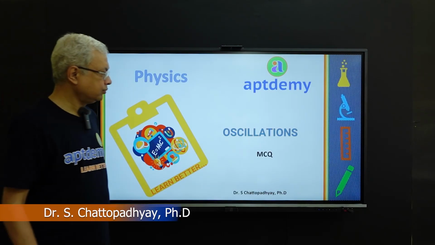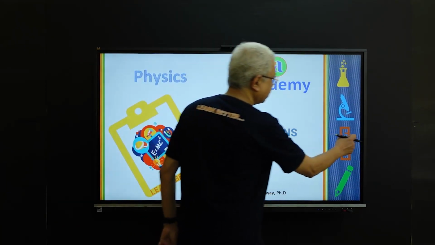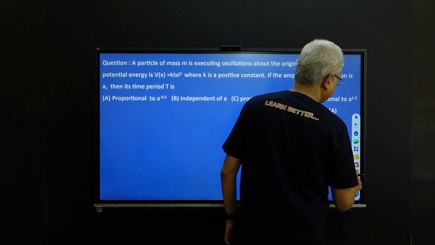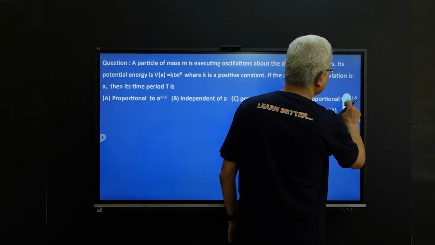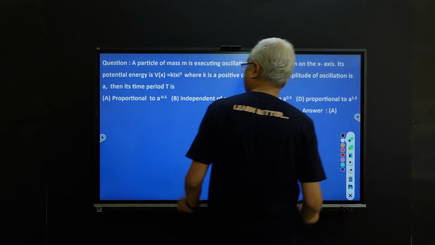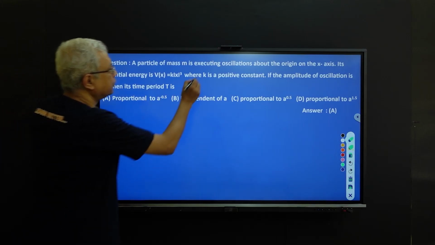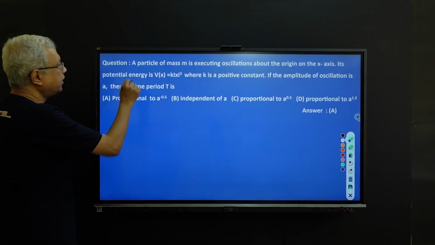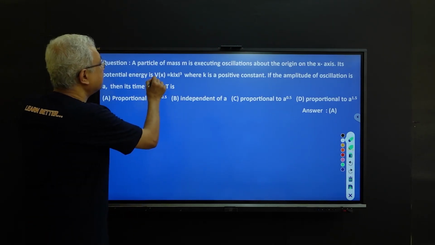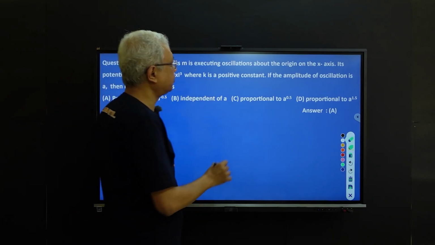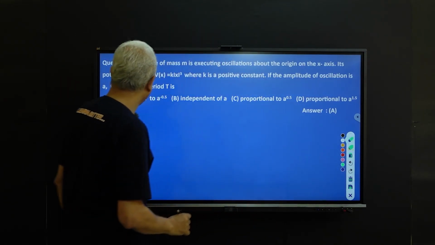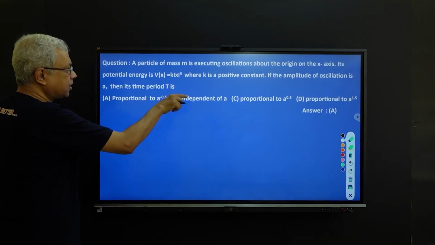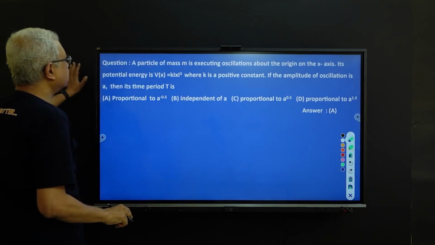We'll consider an MCQ type problem from the chapter Oscillation. See, what is the problem? The statement of the problem is: a particle of mass m is executing oscillations about the origin on the x-axis. Its potential energy is V(x) equal to k mod x cube, where k is a positive constant. If the amplitude of oscillation is A, then its time period T is, which one is correct out of the four options that you have to find out.